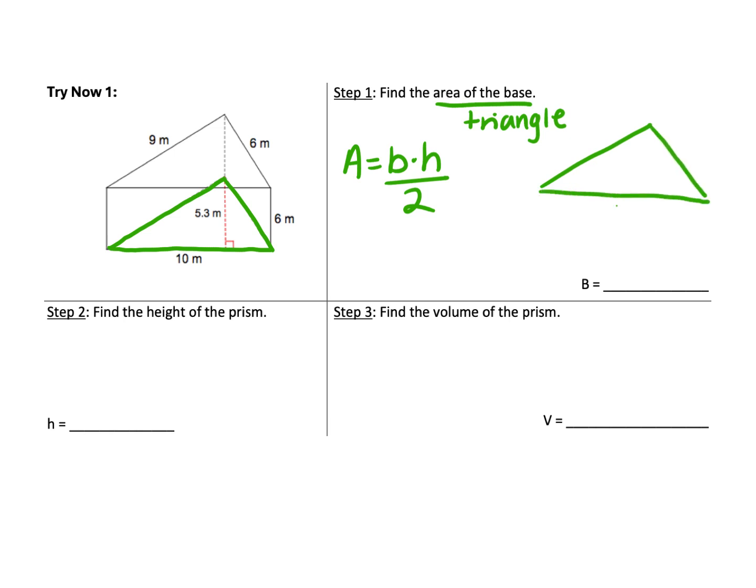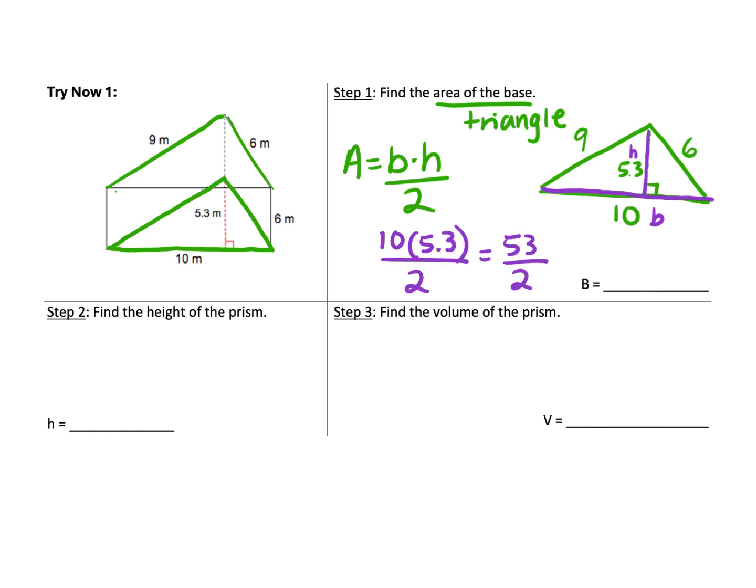So you can see that this is 10, and then this dotted line is 5.3. Now, technically, too, I could get these sides from the top. The triangles are congruent, so this is a 6, and this is a 9. Well, for the base and the height of a triangle, you need to make sure that you choose the base and height that are perpendicular to each other. So I want to find that 90 degree line. That's going to be my height, and the base is what it's perpendicular with, so 10. Now, the area of the triangle is just 10 times 5.3 divided by 2. That's 53 divided by 2, so 26.5 meters squared.